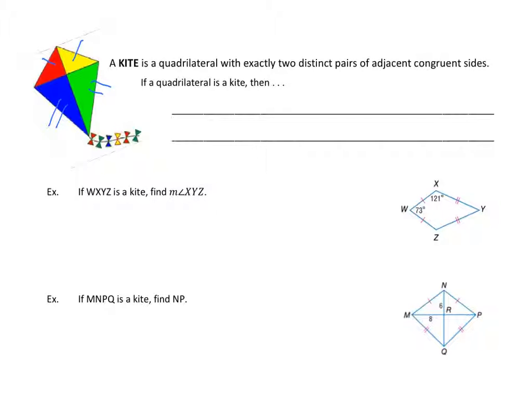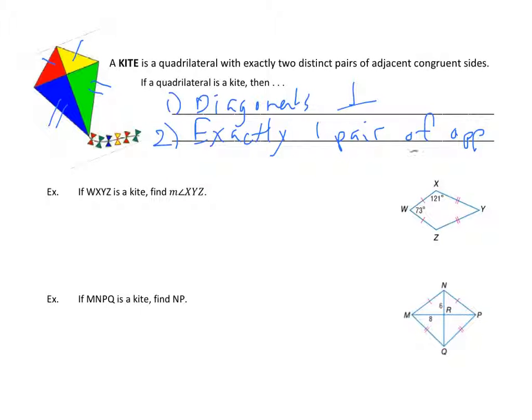If a quadrilateral is a kite, then 1, diagonals are perpendicular. 2, it has exactly one pair of opposite angles congruent. And in this picture of the kite, those angles would be right here and right here, where the two non-congruent sides meet, the angle formed by that.